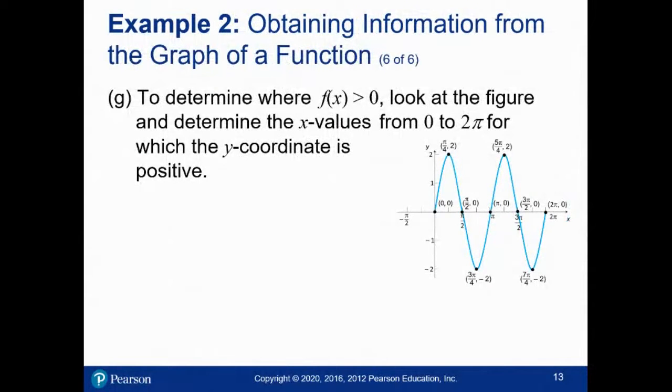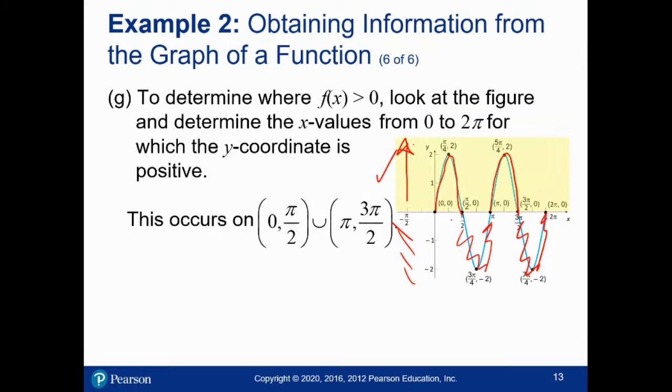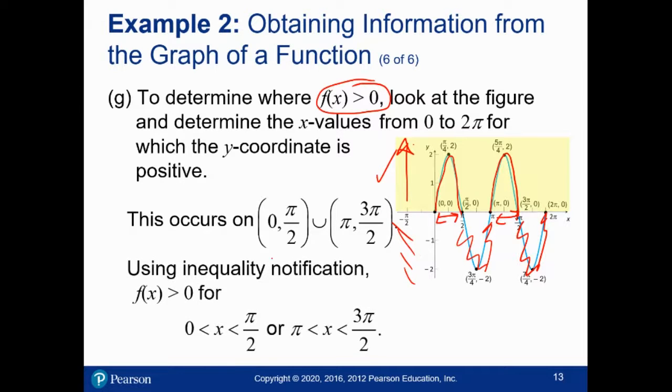Where is f of x positive? So I'm looking for y values that are bigger than 0. Not this, yes this. So I do want this stretch of x's, but I don't want these, I do want these, and I don't want those. So that happens when x goes from 0 to pi over 2, but then also from pi to 3 pi over 2. And I'm not including the endpoints because I didn't want f of x to equal 0. I wanted it to be bigger than 0. Okay, so you can use interval notation or you can use inequality notation. That's fine. Okay.